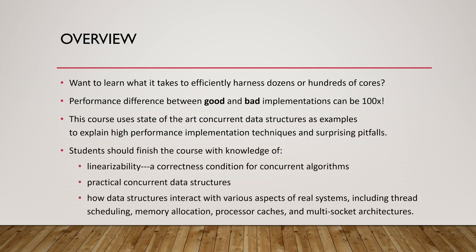By the end of the course, students should finish with knowledge of linearizability. This is a correctness definition for concurrent algorithms, because in order to write good multi-threaded code, we have to be able to reason about what it means to be correct. And you'll also build up some knowledge of practical concurrent data structures.